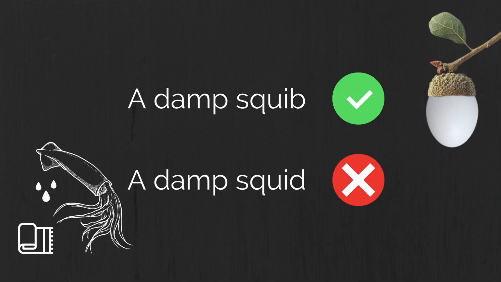The good news is that eggcorns can be cute and make people smile too. A damp squid instead of a damp squib, for example.